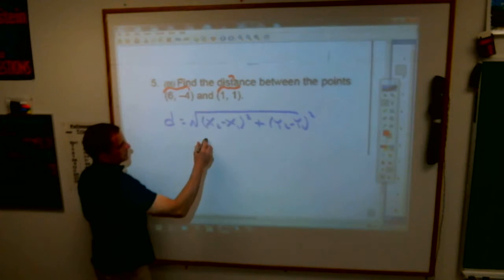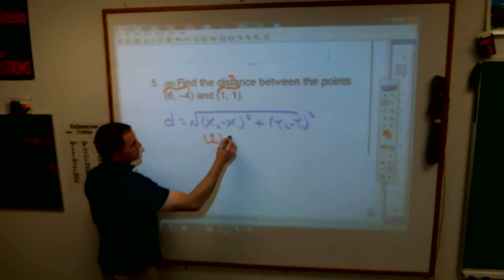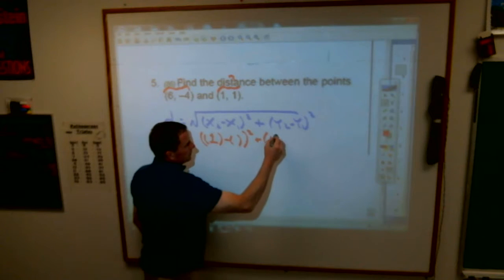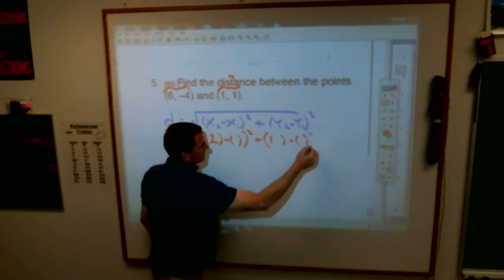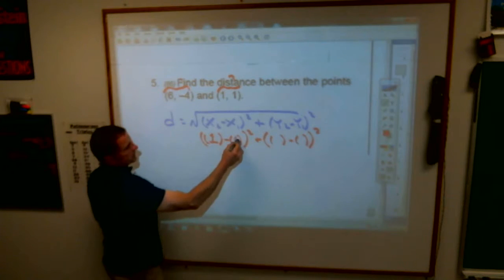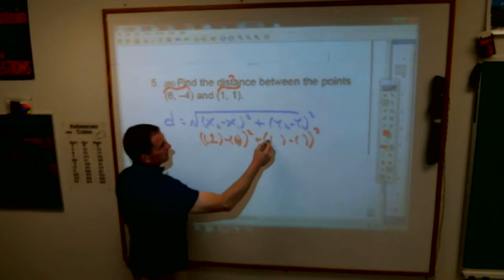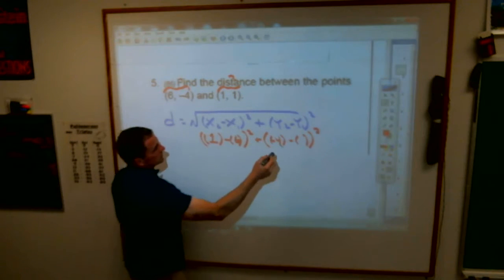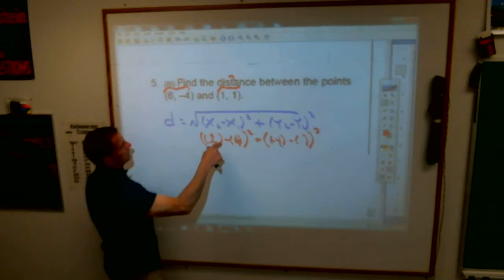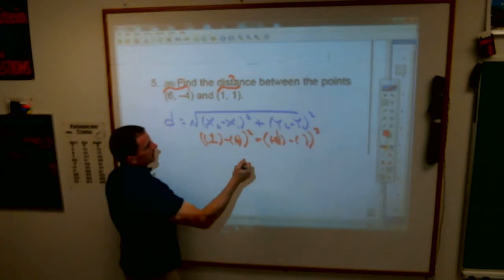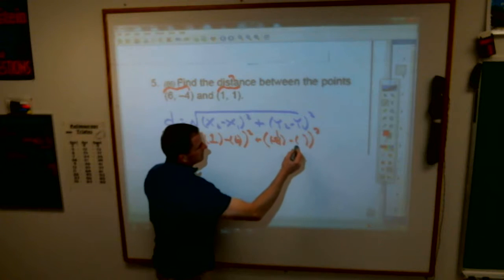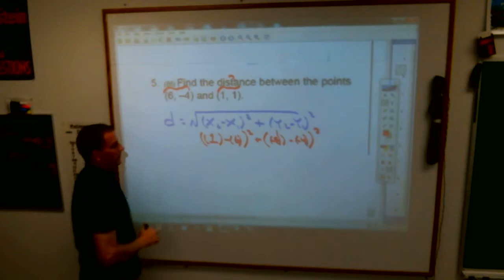So x sub 2 is 1. And again, I always put these parentheses, I just find it helpful. Some of you don't. You get stuff wrong, and it serves you right mostly. X sub 2 minus x sub 1, which is 6. Y sub 2 is negative 4 minus y sub 1. Did I do that wrong? X sub 2 is 1, and y sub 1 is negative 4. Did I get those in the right spots?